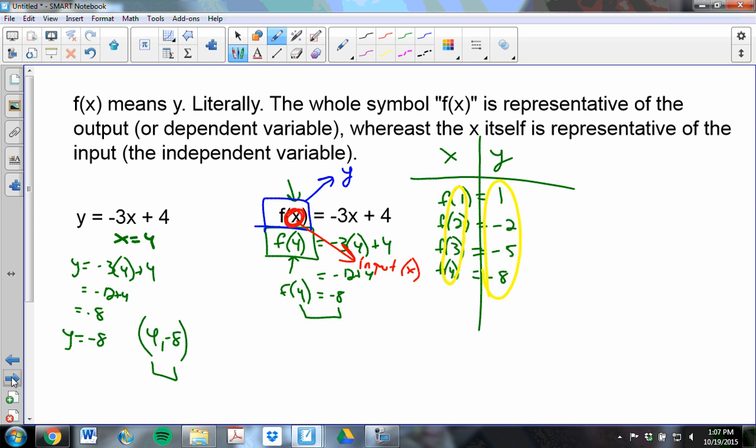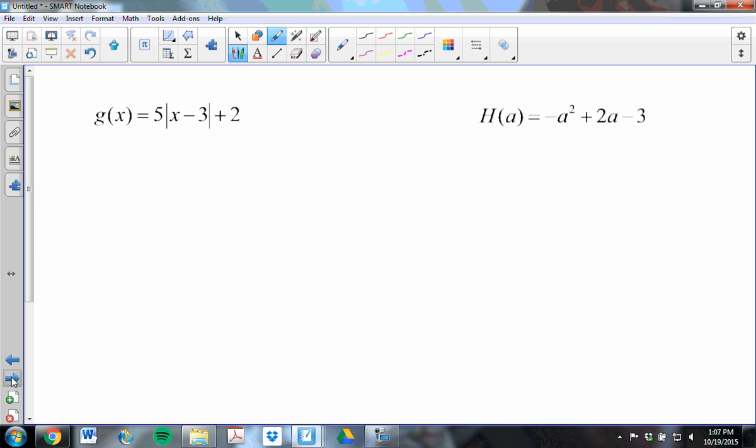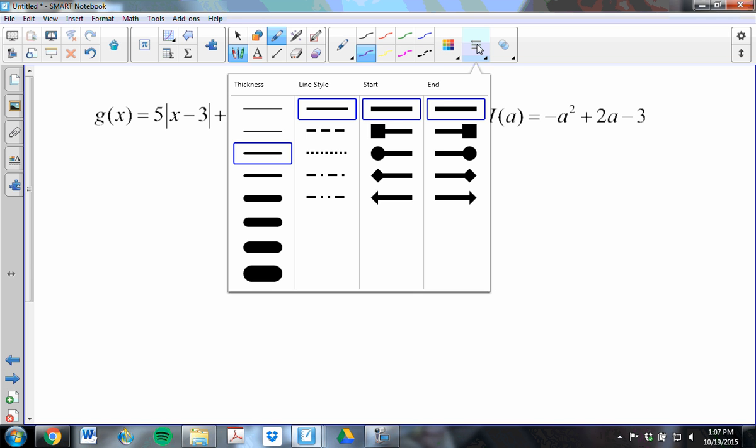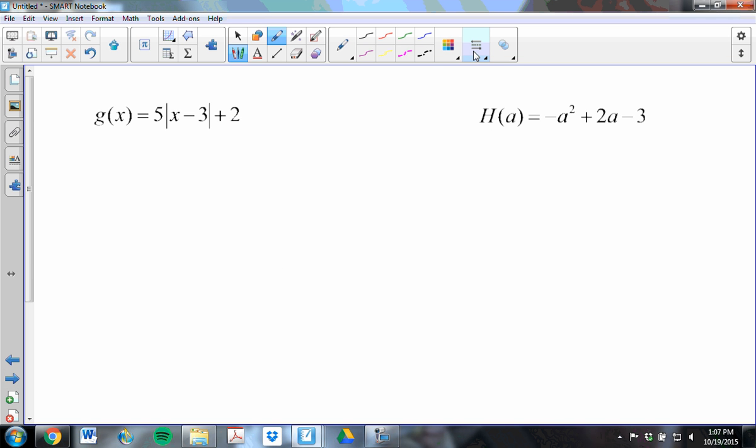So I want to do a couple examples. It'll be a real short video. Here I have g of x. I just called it g of x instead of f of x because I want to start showing you different letters and combinations. And whatever I plug in, this right now is called my rule.